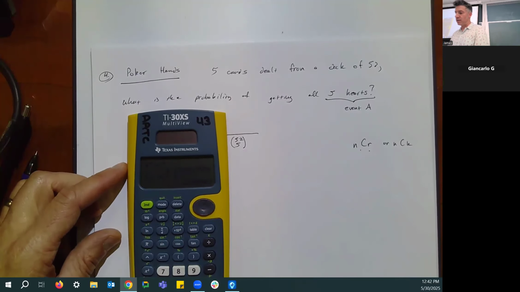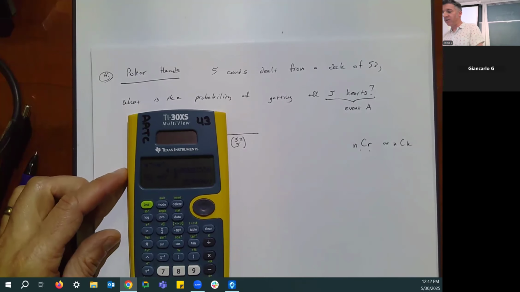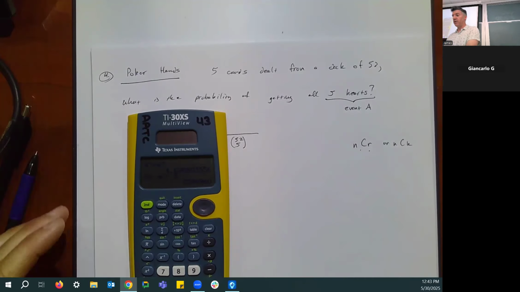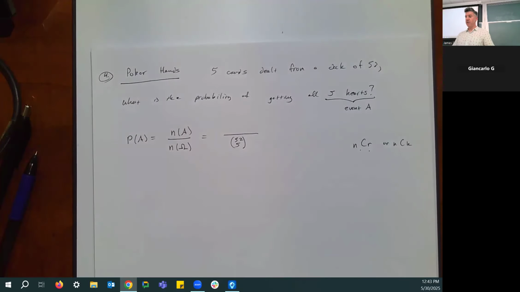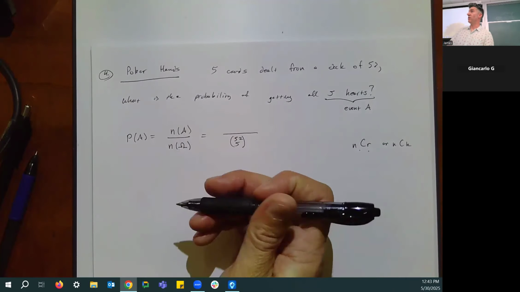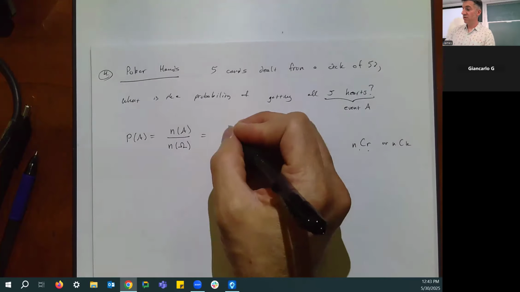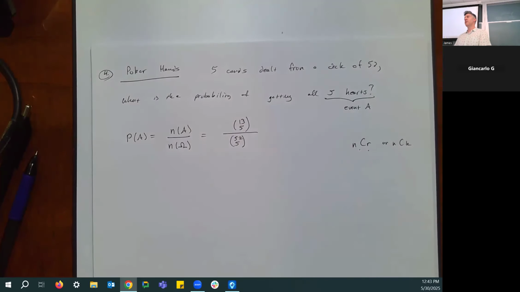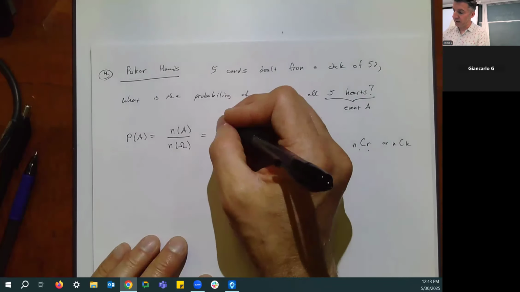It's big, right? It's 2,598,960. There's a lot of different poker hands you could get, or a lot of different five card hands you could get. On the other hand, the number of ways of getting five hearts, well, how many hearts are there? 13. How many do we want? Any five of them. So that's our answer: 13 choose 5 over 52 choose 5. You should not simplify this or reduce it or do anything. You should just leave it like this.